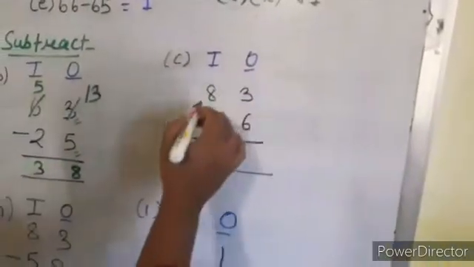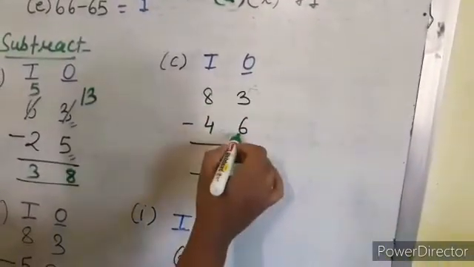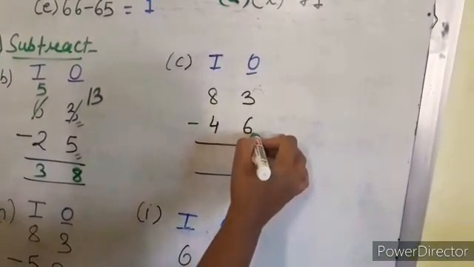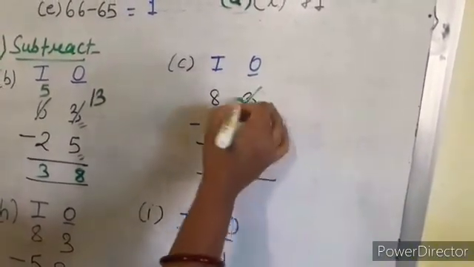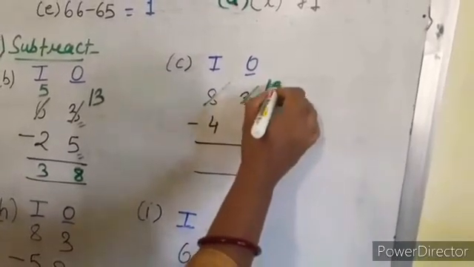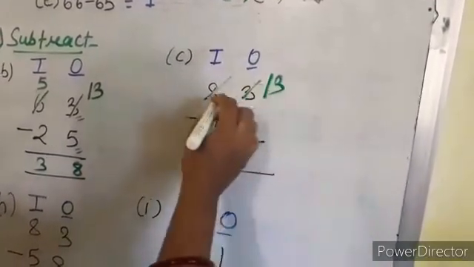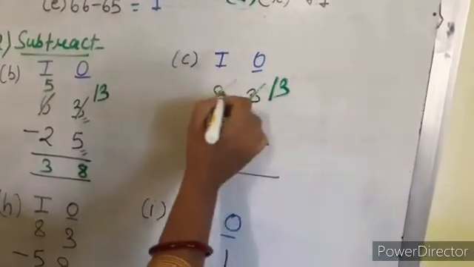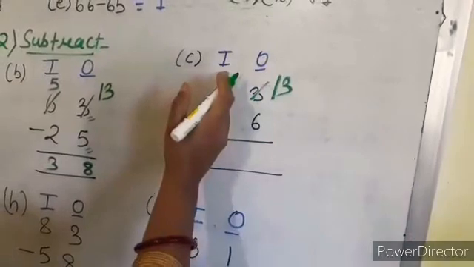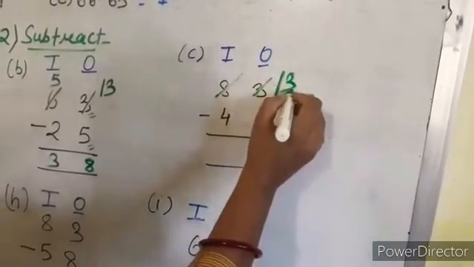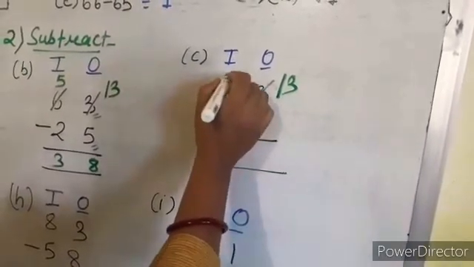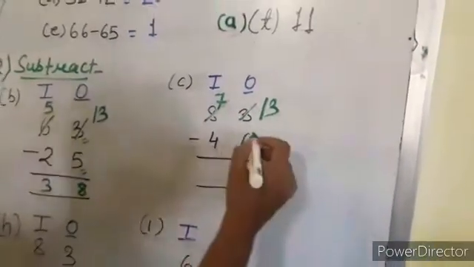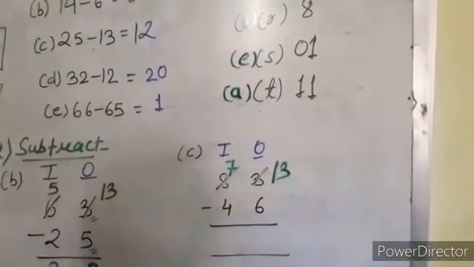And on this side, 83 minus 46. Here it's the same thing. This number 3 is smaller than 6. So we have to make it 13. We take the 10 from the left side, that is from the tens place. So it will be 13, and the 8 will become 7. So 13 minus 6, right?